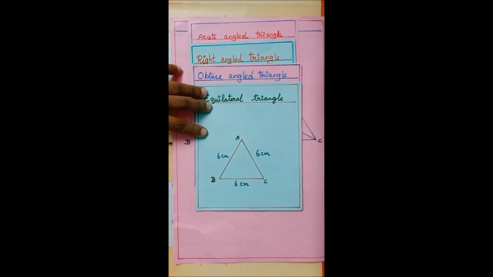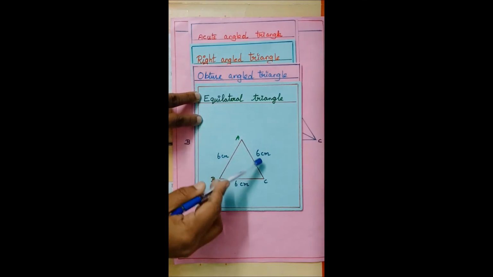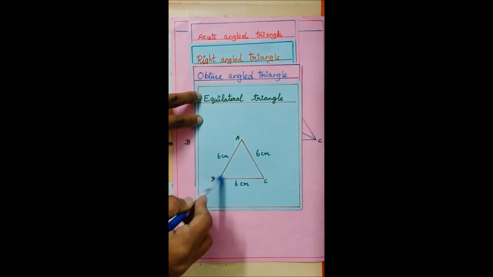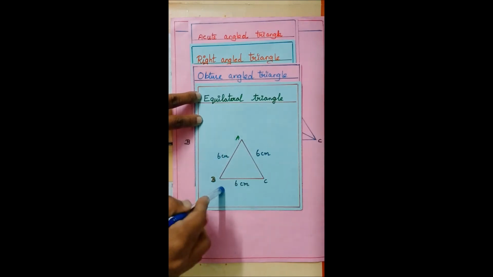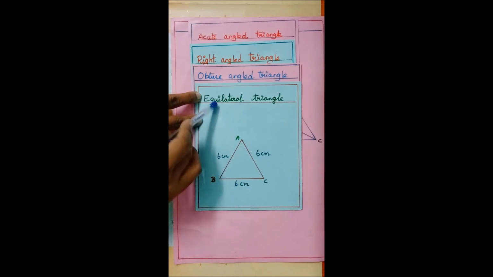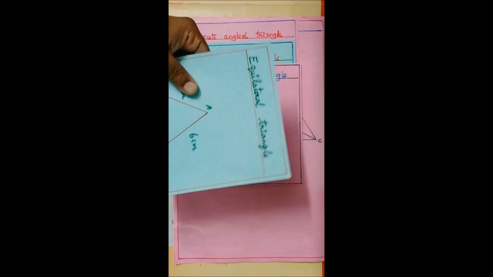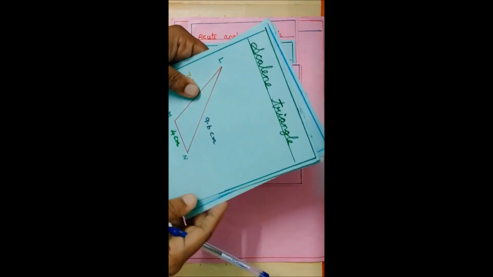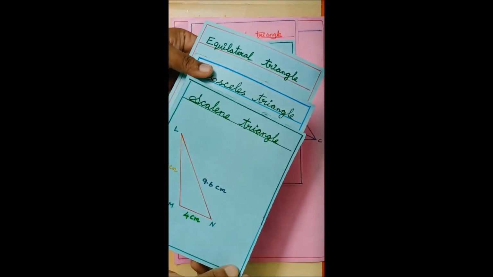Next we are going to see equilateral triangle. What is an equilateral triangle? If the lengths of all the sides of the triangle are equal. See, all the sides measure 6 cm, 6 cm, 6 cm. All are the same, so such triangles are said to be equilateral triangles. So far we have discussed equilateral triangle, isosceles triangle and scalene triangle. These are the three types based on measures of sides.